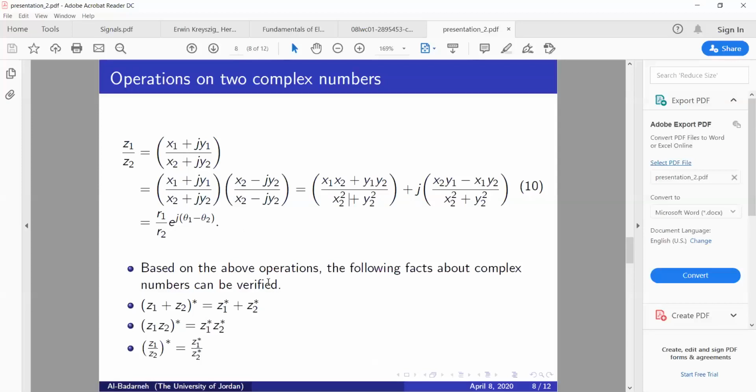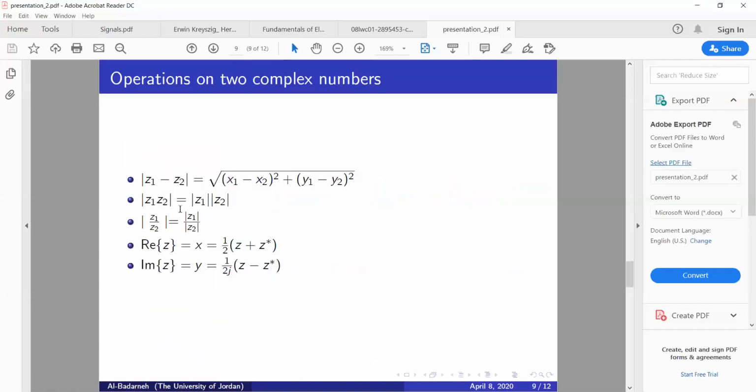Now, based on the above operations, the following facts about complex numbers can be verified. The conjugate of z1 plus z2 is equivalent to z1 conjugate plus z2 conjugate. The conjugate of z1 z2 is equivalent to z1 conjugate multiplied by z2 conjugate. And the conjugate of z1 divided by z2 is z1 conjugate divided by z2 conjugate.